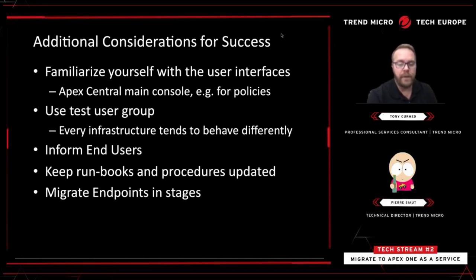Also inform end users. Sometimes it becomes a surprise when endpoints start downloading a new agent, and it takes a while in this case as well until it's all fully functional. And keep runbooks and procedures updated for the support people. And now when we move to the cloud, it means obviously that there will be more traffic from the inside network to the cloud and back during the updates and upgrades. So try to stage this migration so you don't move everything at once, so to say. Okay, good.